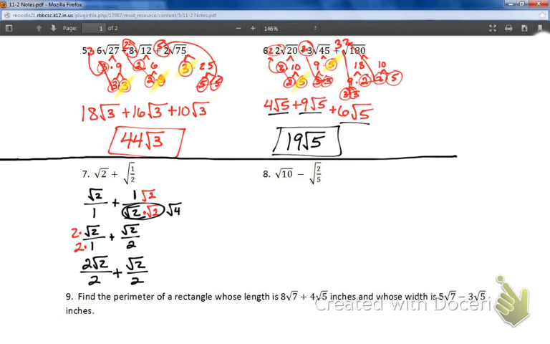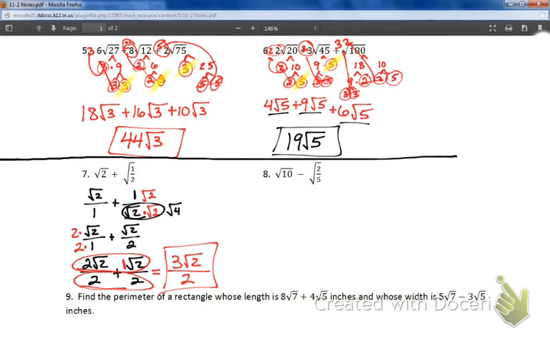And now don't cancel anything yet, because you did this so that you can add them together. 2 root 2 plus 1 root 2 gives me 3 root 2. And a common denominator, remember when you're adding fractions, denominators don't change, so the common denominator of 2 gives us our final answer here, 3 root 2 over 2.